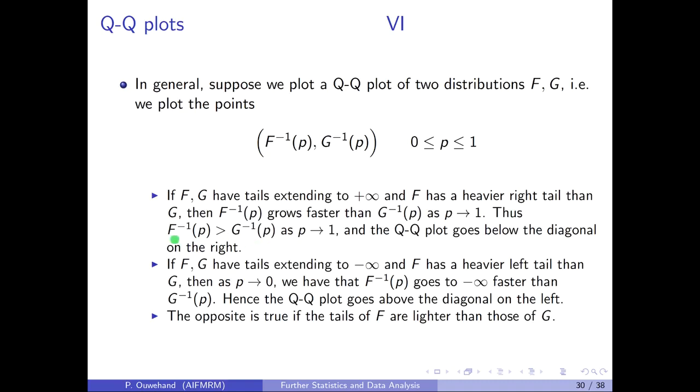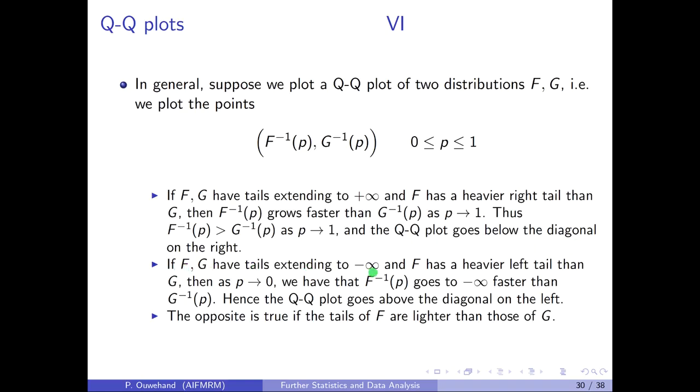Now the quantile function of f is the x-coordinate of the QQ plot, and the quantile function of g is the y-coordinate of the QQ plot, and so we see that the y-coordinate is less than or equal to the x-coordinate, and so this point here has a y-coordinate which is less than its x-coordinate. In other words, it lies below the line y equals x, and thus the QQ plot goes below the diagonal as p goes to 1, in other words on the right.